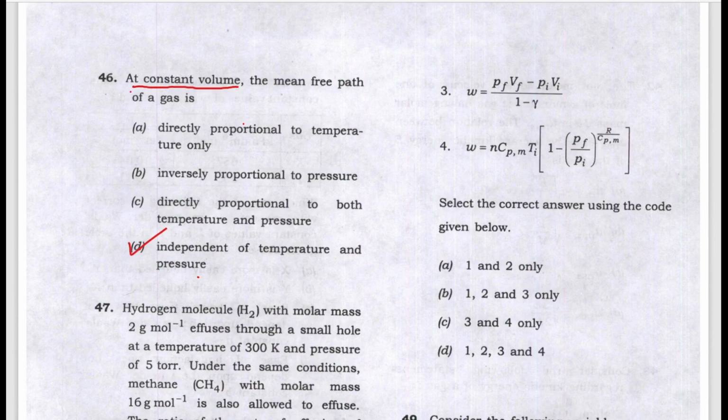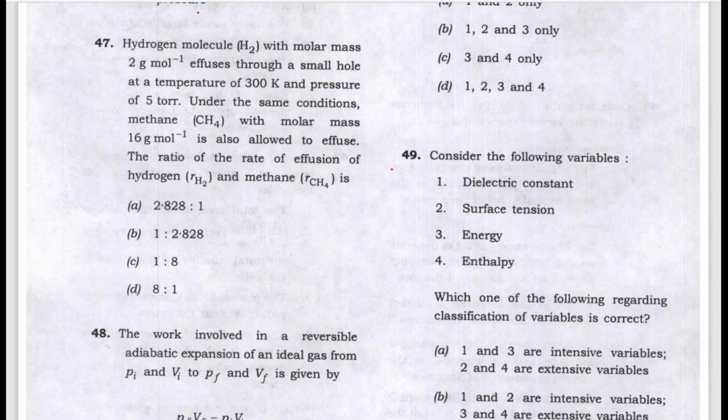Okay, in the next question, a hydrogen molecule with molar mass 2 gram per mole is effused through a small hole at a temperature of 300 Kelvin and pressure of 5 torr. Under the same conditions, methane with molar mass 16 gram per mole is allowed to effuse. We have to find the ratio of the rate of effusion of hydrogen and methane.